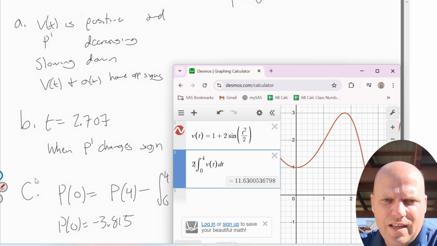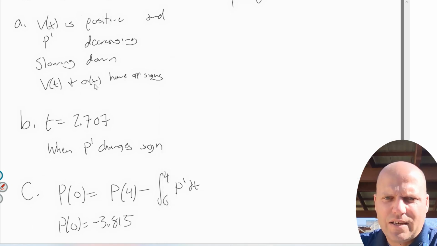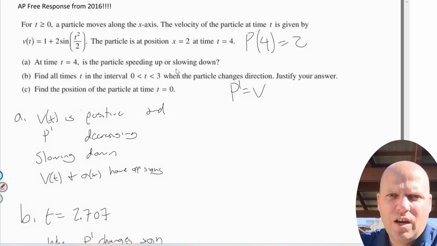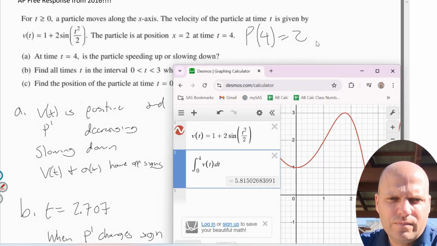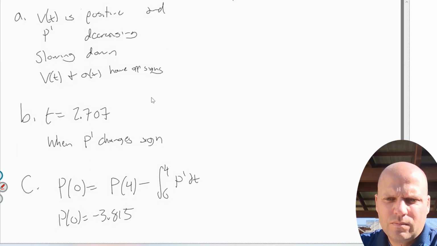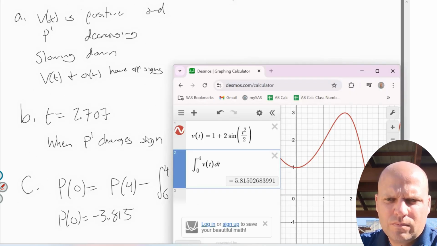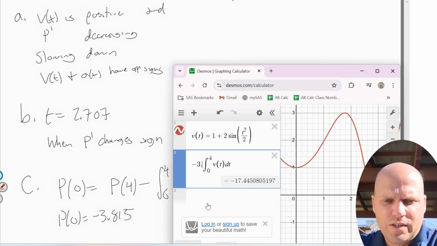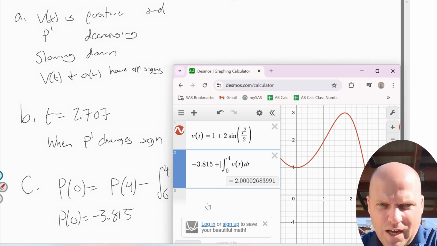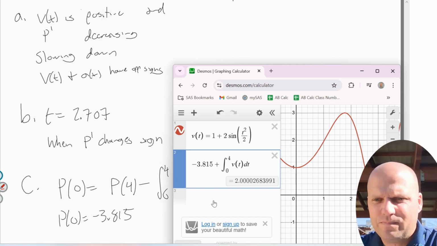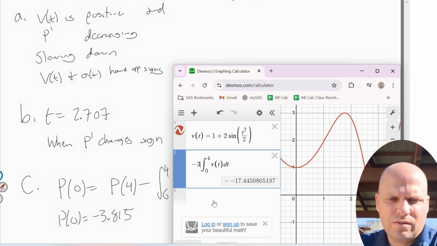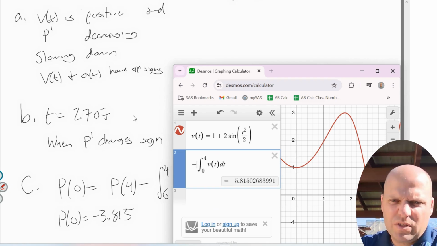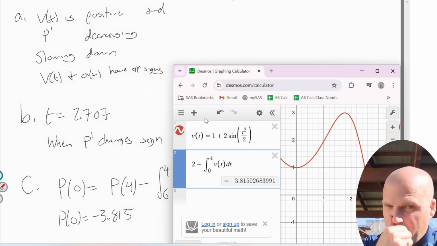so that I can then increase 5.815 to end up at a position of 2. Negative 3.815 plus that gives me that 2. All right, so what was the position? 2? All right.